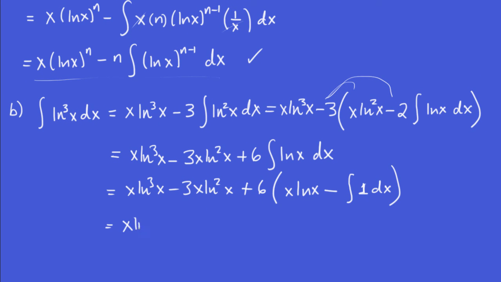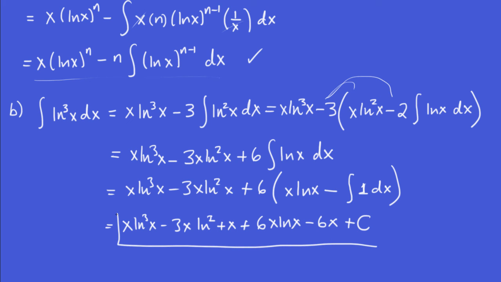Let's see. How do we finish this off? Well, this 6 can be multiplied across, so we'd have 6x ln x. What's the integral of 1? It's x, right? So this is really minus x. And 6 times that, so it'd be minus 6x. And then we just have to remember to put a constant on because it's an indefinite integral. And so there we go. So we just used that reduction formula to evaluate the integral of the third power of ln x. That finishes this problem.